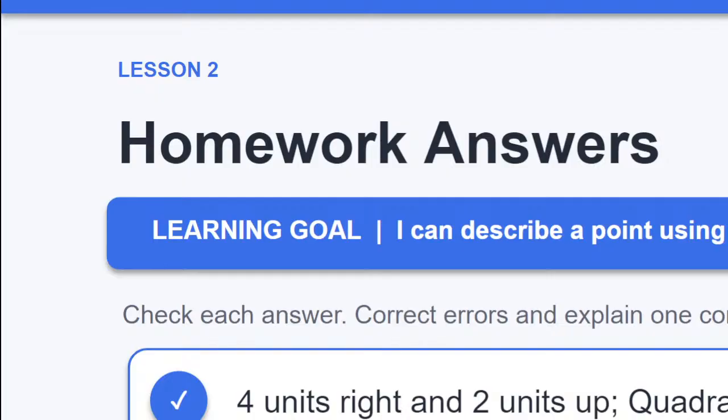Homework answers. Number 1, 4 units right, 2 units up, quadrant 1. Number 2, 3 units left and 5 units up, quadrant 2. Number 3, 2 units left and 6 units down, quadrant 3. Number 4, 5 units right, 4 units down, quadrant 4. Number 5, the point lies on the y-axis.